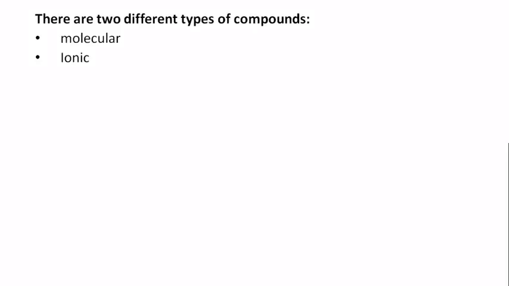So sometimes I tell students, if you go back to the flow chart of matter and you go down here into compounds, sometimes I tell students you can actually branch off into two different types of compounds. And we have molecular compounds, and then we have ionic compounds.